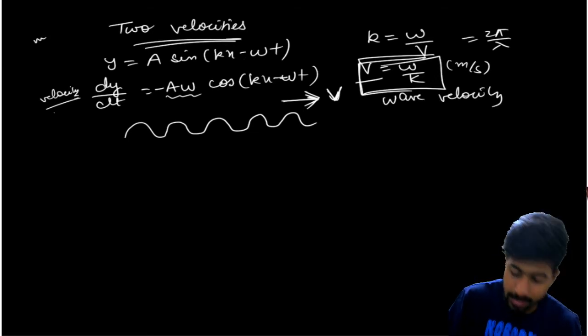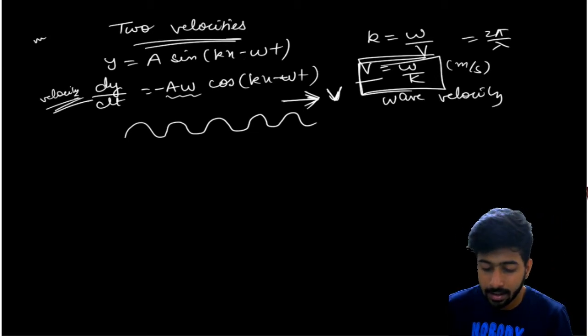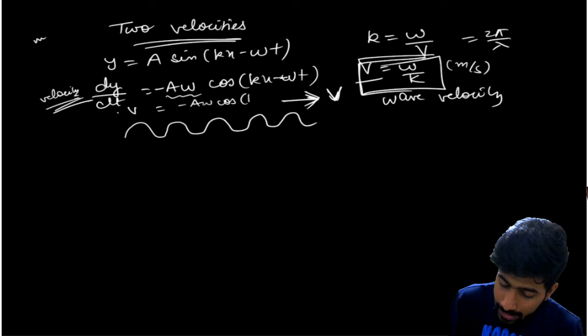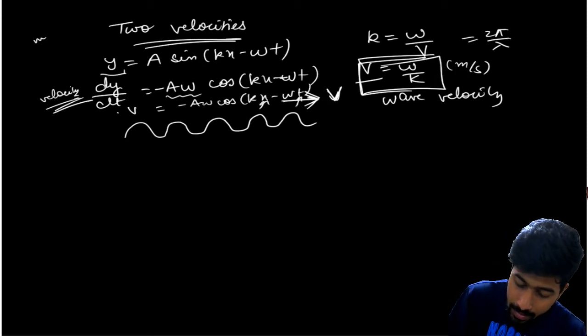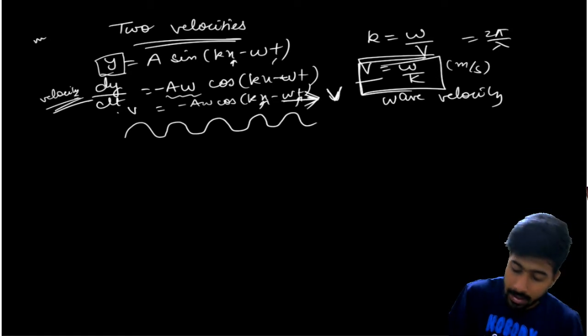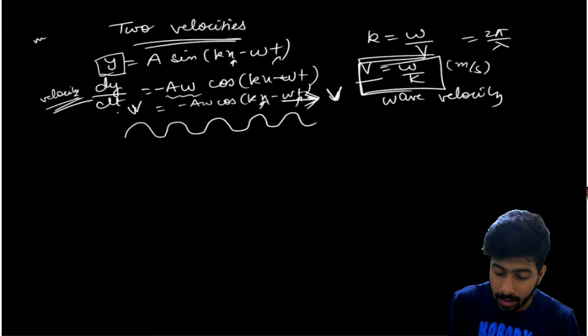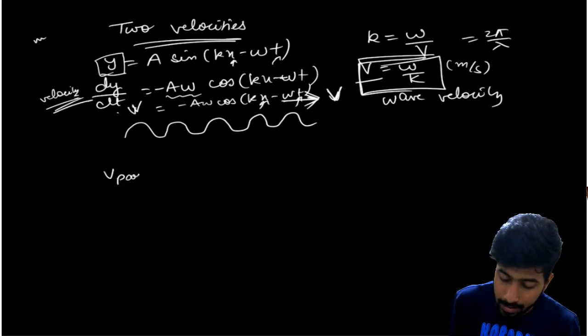So what is this velocity? This velocity, as you can see here, also depends on x and t, right? Just the way y depended on x and t, this velocity also depends both on x and on t, right? This velocity is the velocity of the particle.